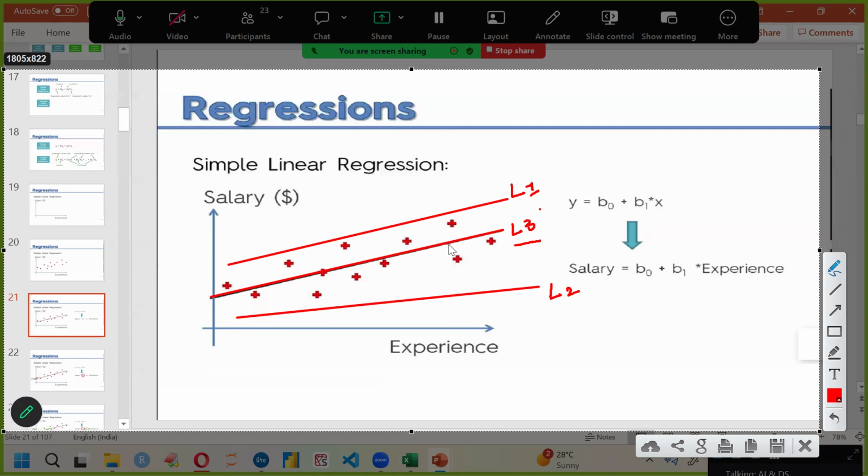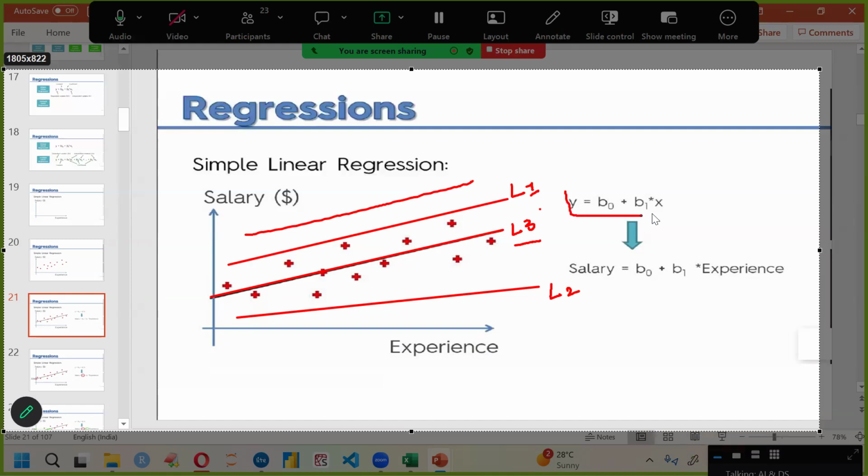So now I had drawn different lines: L1, L2, L3. If possible, I will draw L4, L5, L6 and all, and I will check which line is touching all the points. I had observed that L3 is the line which is close to all the points. So how did I get this line? I got this line with this formula: y is equal to B0 plus B1 into X1.